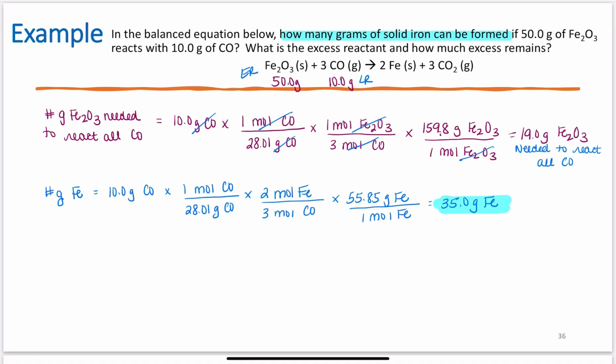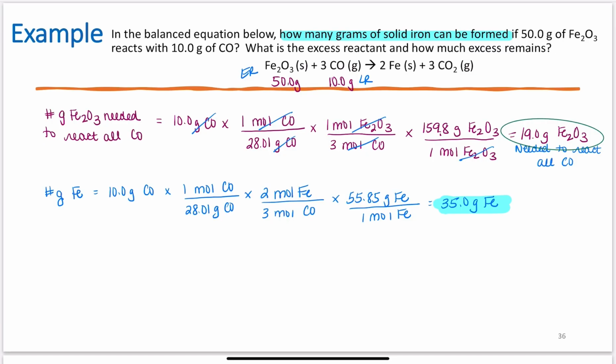Now, the second part, what is the excess reactant? I've answered that too. The excess reactant is Fe2O3. But what I haven't answered is how much remains. And we're going to need a calculator for this because I definitely forgot to write this portion of the question down. But there's a few different ways we can go about this. Easiest way, we've already figured out that we need 19 grams of Fe2O3 to react all of the CO. We know we have 50 grams of it.